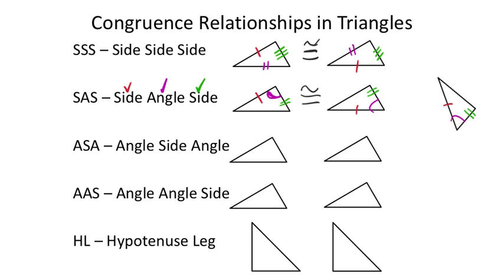Okay, so the next one, angle, side, angle. Now again, we can't skip parts here. So I'm going to start with an angle. We'll start with these angles, which again, those 2 angles in red are congruent.